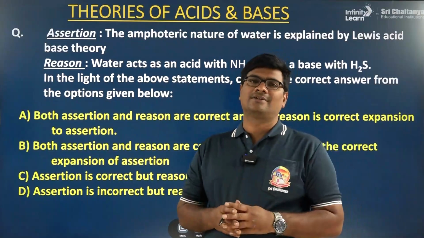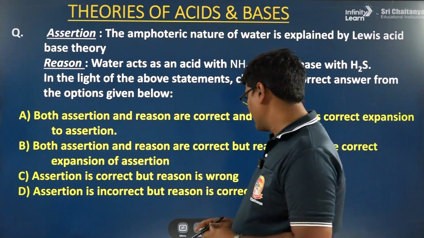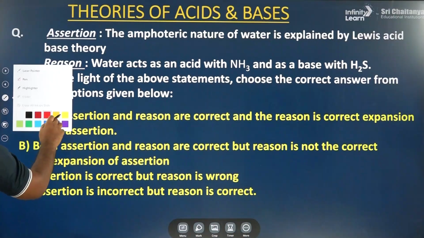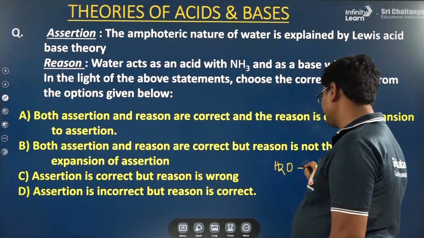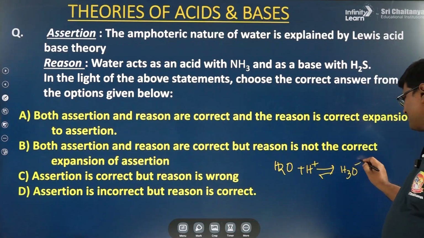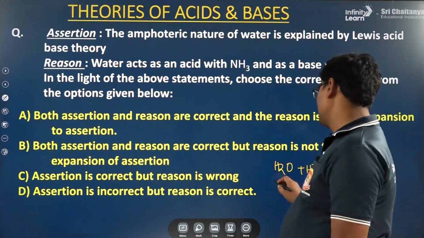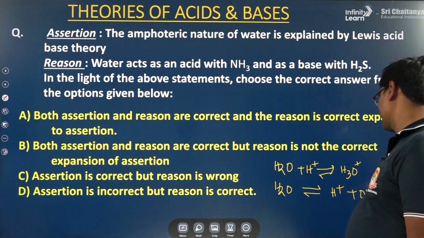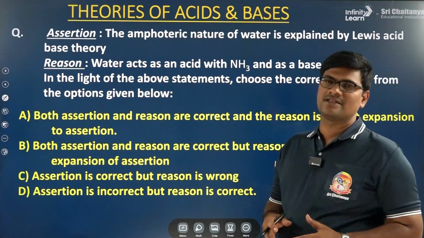Now, first of all, we know that water is an amphoteric substance. Why? Water is amphoteric because it accepts a proton and also donates a proton. Here water accepts the proton and converts into H3O plus, so it is a Bronsted base which accepts the proton. Water also releases H plus ion, or donates the H plus ion. Therefore, it acts as a Bronsted acid. So water acts as a Bronsted acid as well as a Bronsted base.